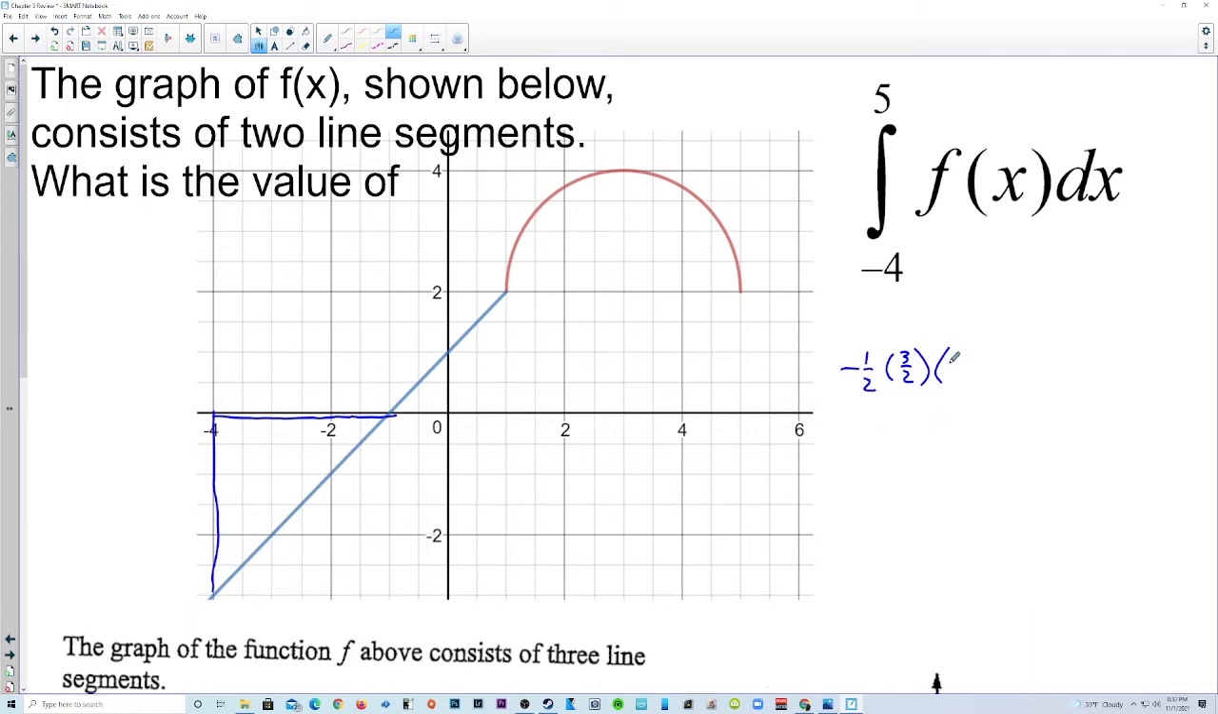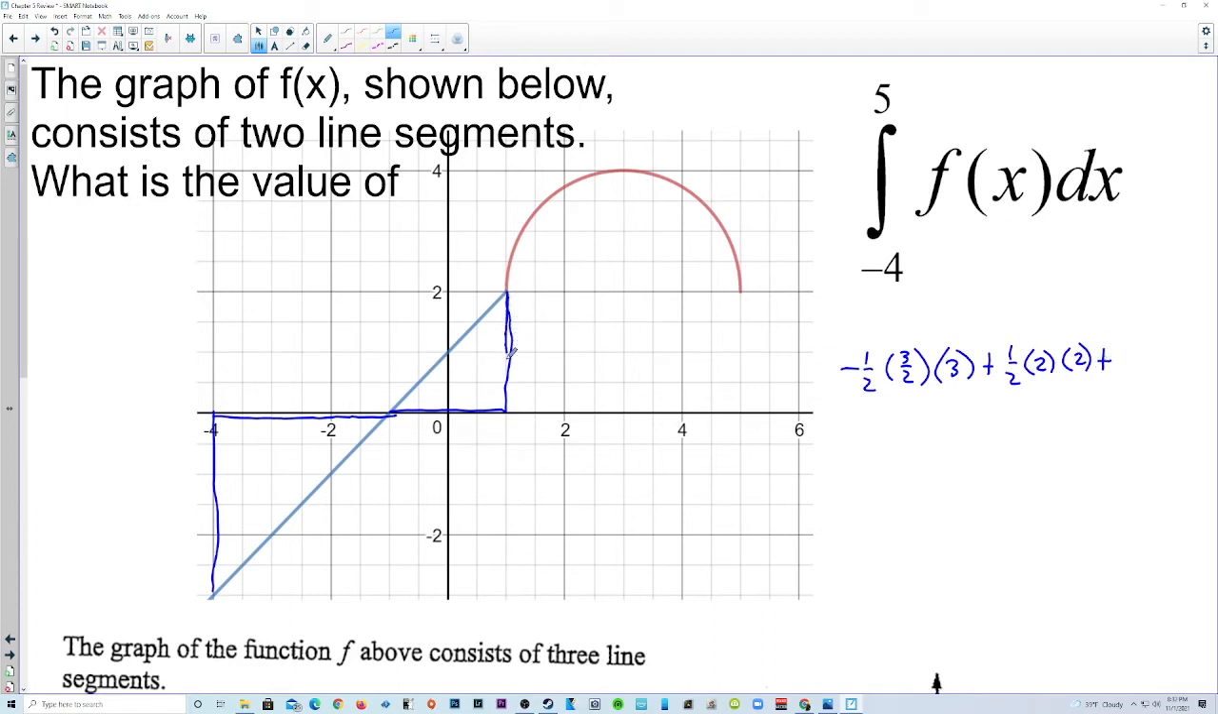Times 3. And then we have this triangle right here that is above the x-axis. So this will be a positive, plus. And we're going all the way over to 5. All right, so 1/2 times, that's 1, 2 times 2. And then the height is also 2.